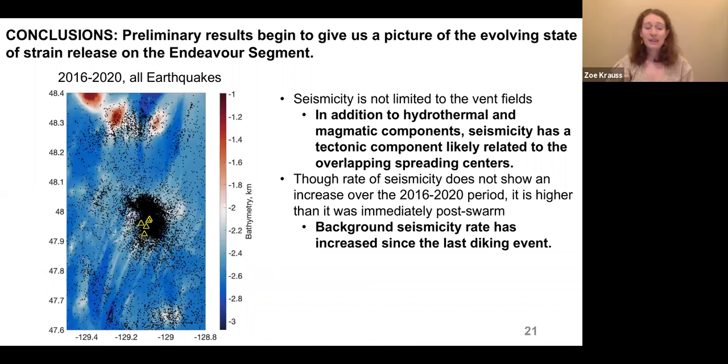So yeah, we have a lot of data for the Endeavour, and what we're starting to see is that, yes, there's hydrothermal and magmatic component seismicity, but it's a lot more complicated than that. There's likely some components related to these overlapping spreading centers with their propagating tips coming up through here. And we see a lot of off-axis seismicity, a lot of things going on. And although we don't see that increase in seismicity the last 4 years, we know that our background seismicity has increased since that last diking event, and we do expect that it will continue to do so. And hopefully we will be able to measure a subsequent diking event in the future.